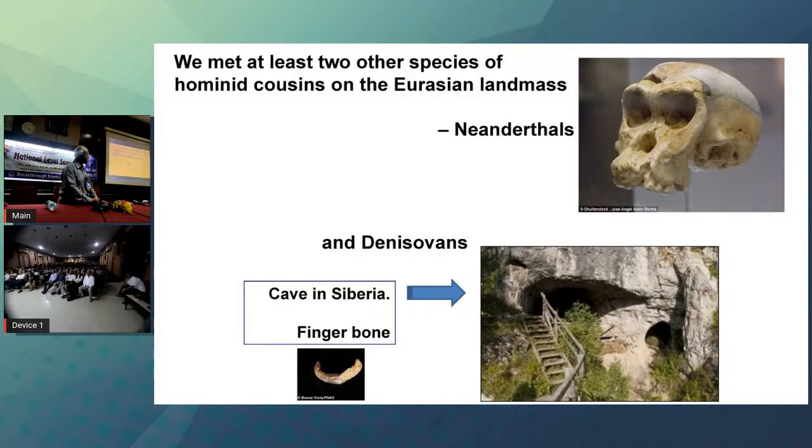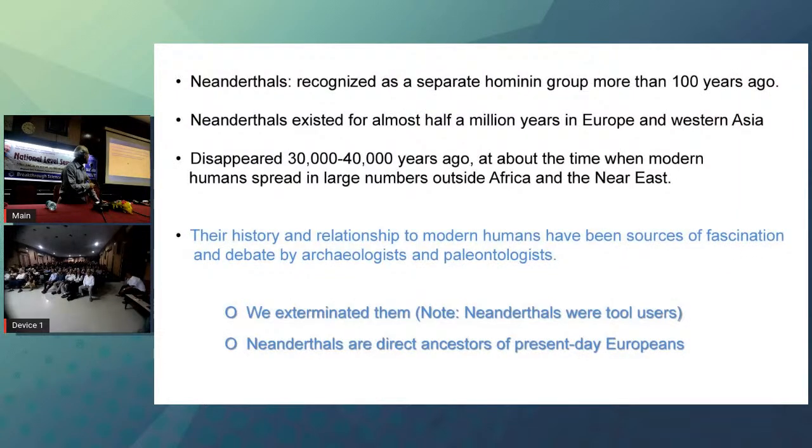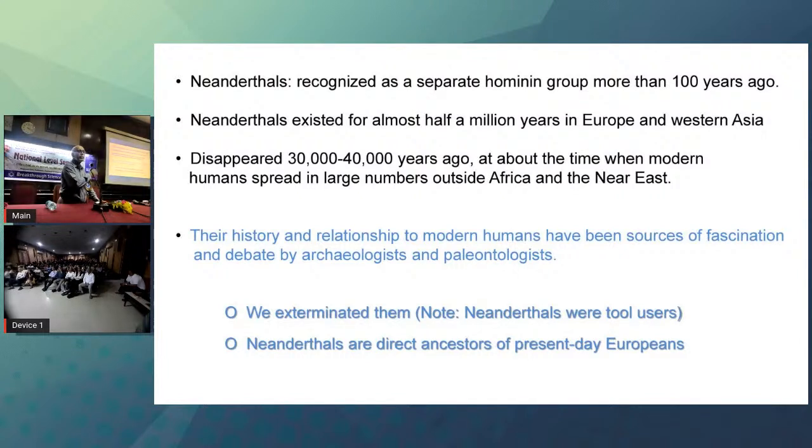And like I said, the Neanderthals existed for almost 500,000 years in Europe and Western Asia, but they disappeared between 30 and 40,000 years ago. The question that confronted many evolutionary biologists before Svante Pääbo was able to solve the puzzle is that the history and relationship of the Neanderthals and the Denisovans to modern humans, in other words, the relationship between the archaic humans and the modern humans, were unclear.